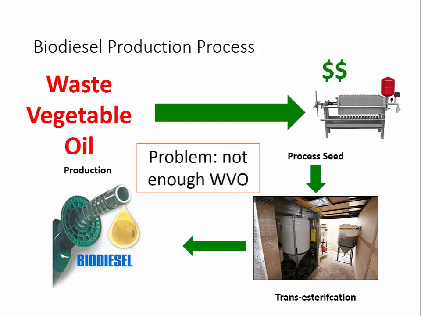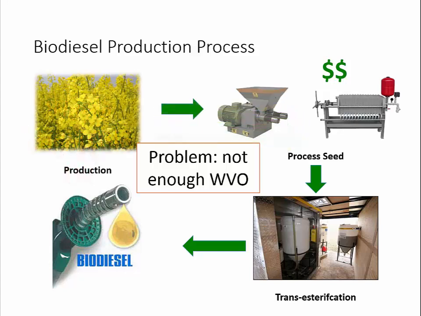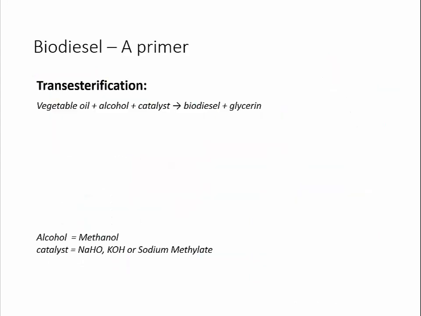The problem is that there's not enough waste vegetable oil to supply all of our needs. So that means that we will probably be involved in producing and crushing the seed to extract the oil. So what about the biodiesel process? Here's a primer on how it works.